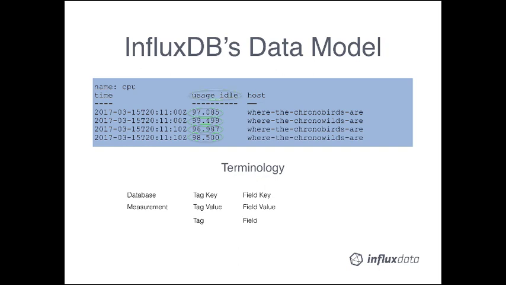Unique field key value pairs make up one field. In the table on the slide, there are 4 different fields. The first is where usage idle equals 97.085, and the fourth is where usage idle equals 98.5. As I mentioned before, fields are not indexed, so when compared to queries on tags, queries on fields are not as performant.